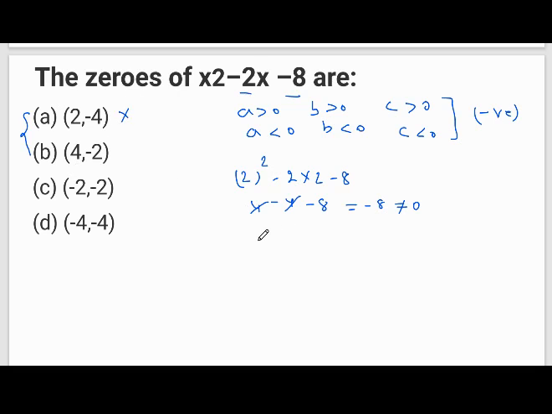Now for the second, we put the 4 in the x square. So 4 square minus 2 into 4 minus 8, that is 16 minus 8 minus 8, which will be equal to 0. So option B is correct. Okay.